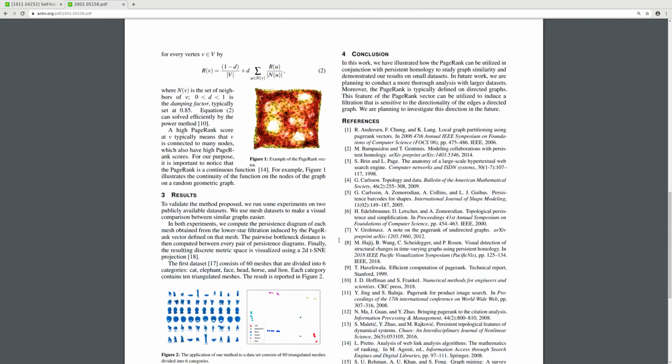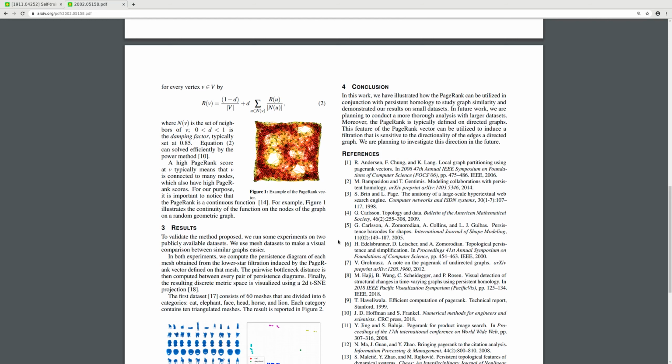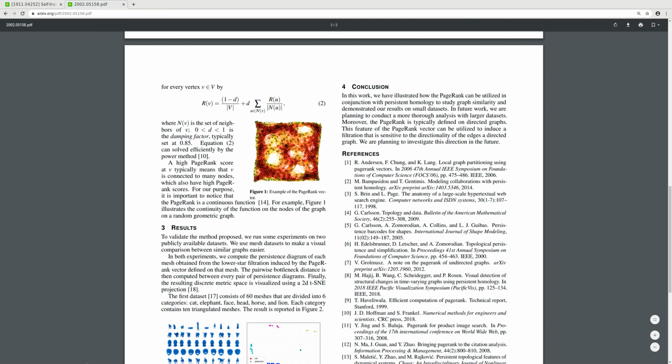Conclusion. In this work, we have illustrated how PageRank can be utilized in conjunction with persistent homology to study graph similarity, and demonstrated the results on small datasets. In the future, we are planning to conduct a more thorough analysis with larger datasets. Moreover, PageRank is typically defined on directed graphs. This feature of the PageRank vector can be utilized to induce a filtration that is sensitive to the directionality of the edges in a directed graph. We are planning to investigate this direction in the future.